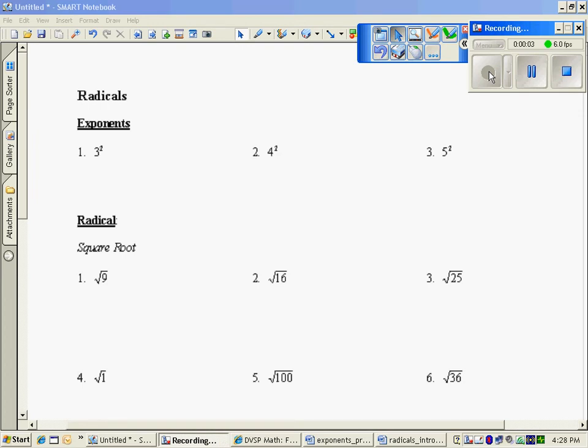Everything in mathematics has a forward and a backward, or an undoing. And so we need to be able to undo exponents. And we're going to do that through a radical. So let's go ahead and look at exponents again for a moment. 3 squared is 3 times 3, which is 9.